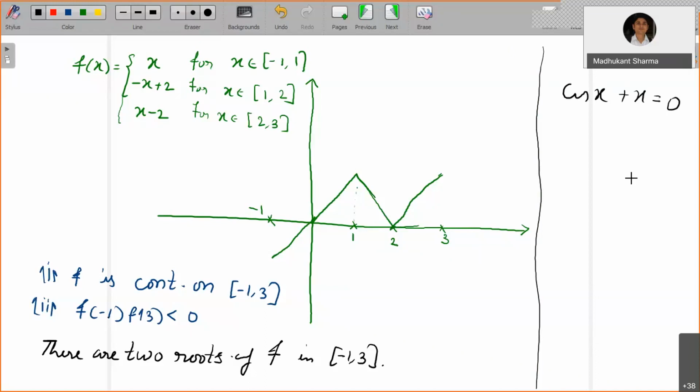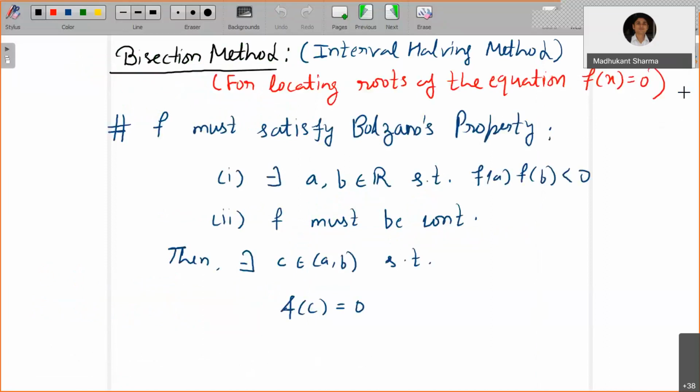How we can use this Bolzano's property to locate the root of such types of equations is what we are now going to explain. Here is what is known as the bisection method, which is also known as the interval halving method. By the name, it is clear that interval halving means that at each step it is going to consider half of the interval. That will be clear soon. It is used for locating, approximately, the root of the equation f(x) = 0.